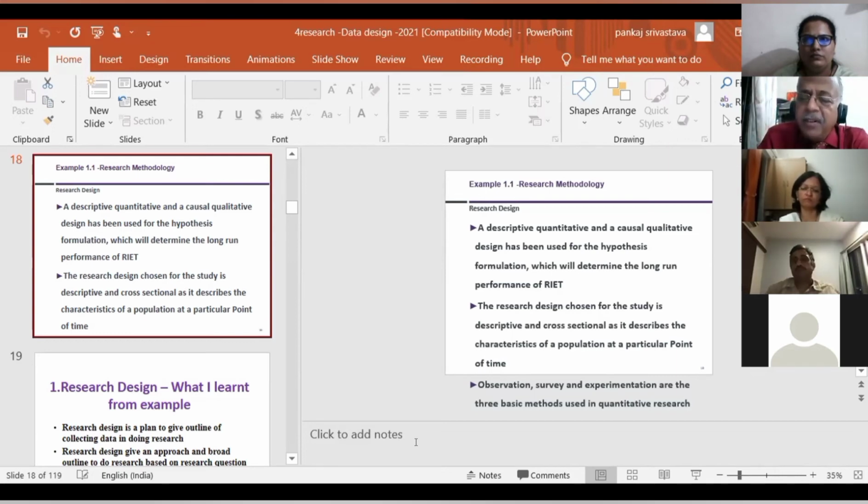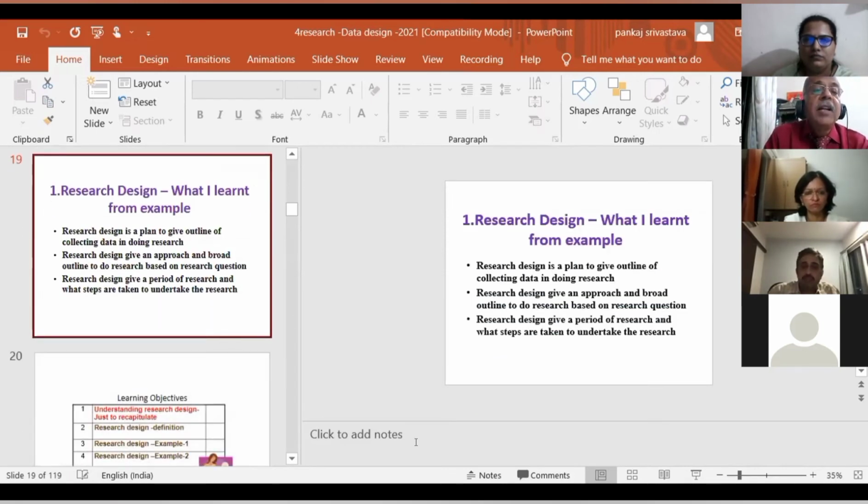Very brief in the research, because he was writing stories, so I said cut down, write brief so that not many questions will be asked about it. So what I learned of research design is basically a plan to give an outline of collecting data in doing research. It's basically a plan.